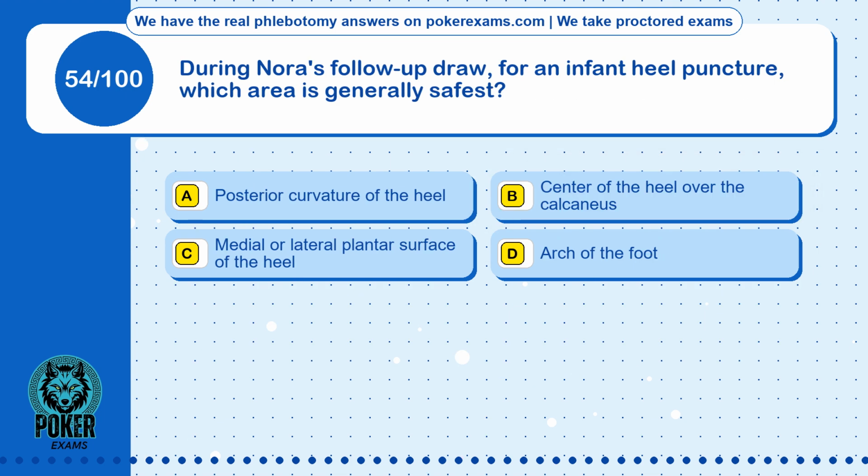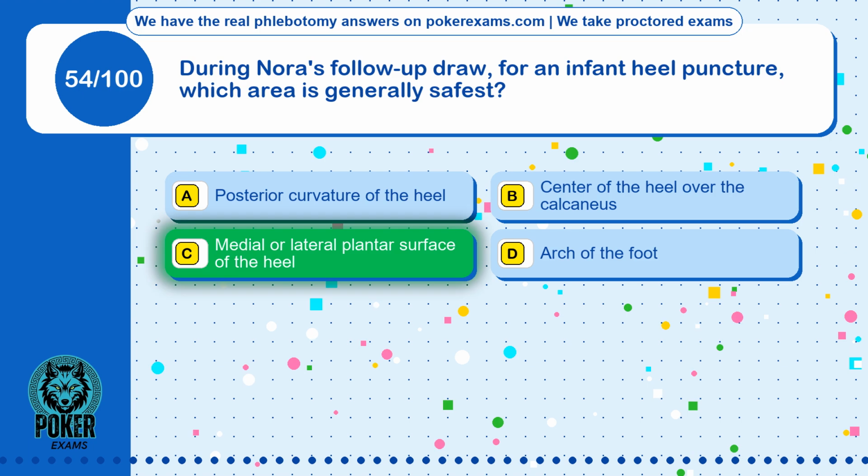Question 54. During Nora's follow-up draw, for an infant heel puncture, which area is generally safest? Option A. Posterior curvature of the heel. Option B. Center of the heel over the calcaneus. Option C. Medial or lateral plantar surface of the heel. Option D. Arch of the foot.